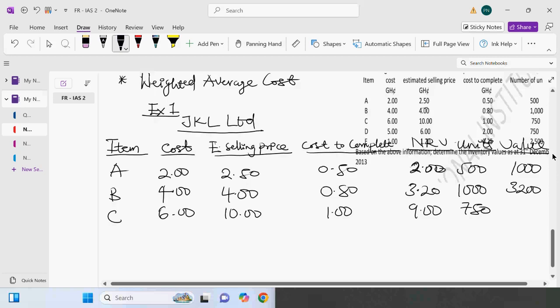Now we are having 9 and we are having 6. Which of them is the lowest? Cost is the lower of cost and net realizable value. 6 and 9. Which of them is the lowest? It's 6. So do we pick 9 or 6? 6. So 6 times 750. What do you have? 4,500.